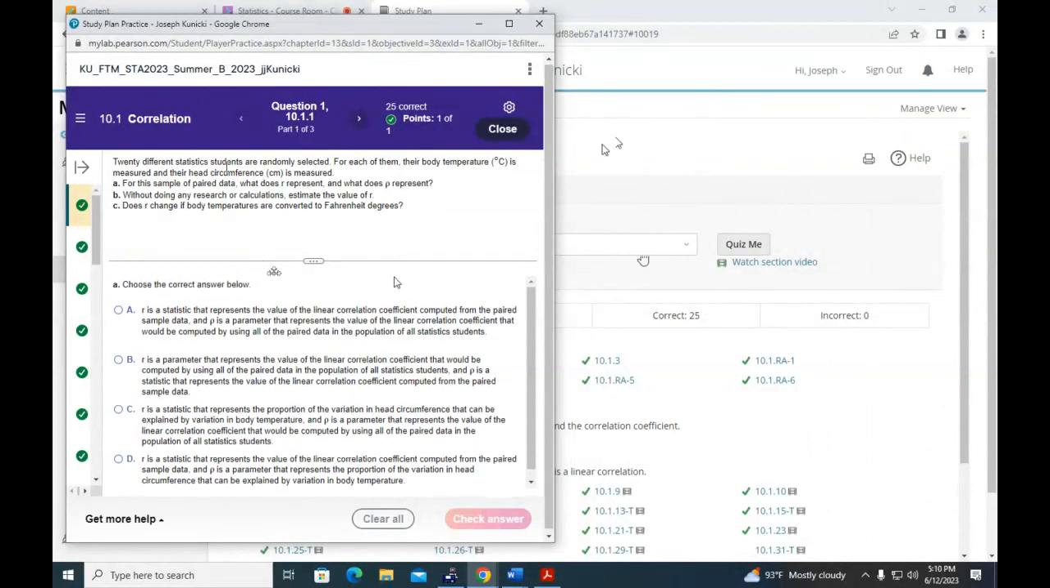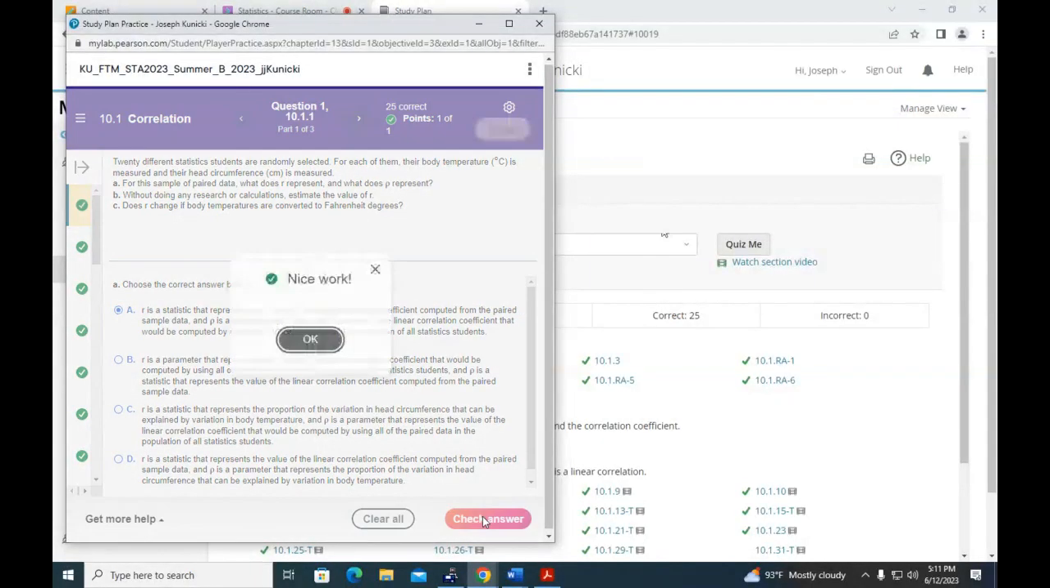So let's see which one reads the best. R is the statistic that represents the value of the linear correlation coefficient computed from the sample data, and rho is a parameter that represents the value of the linear correlation coefficient that would be computed by using all of the pairs. So A is the best read already. It can't get any better than that. That's what it means, if you could measure all of them.